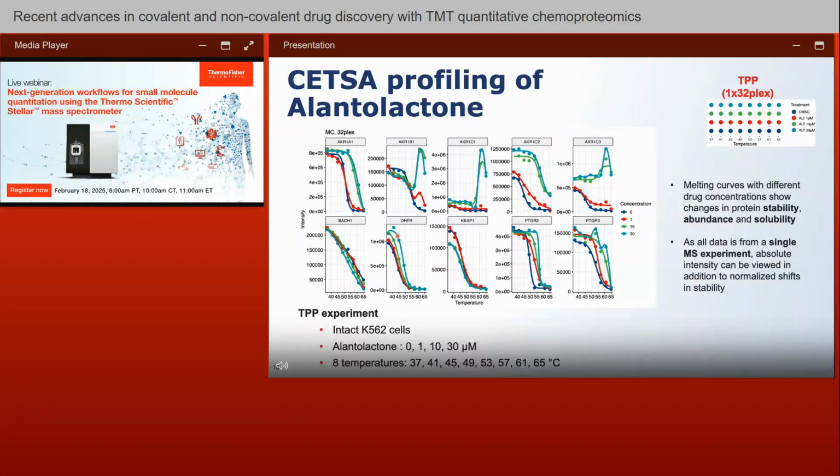Taking together this data set, which was done with 2 × 32-plex, it has not only given us potential drug targets of allantolactone in cells and lysate, but also showed us how this compound affects all these individual proteins in terms of the change in stability, solubility, or protein abundance.